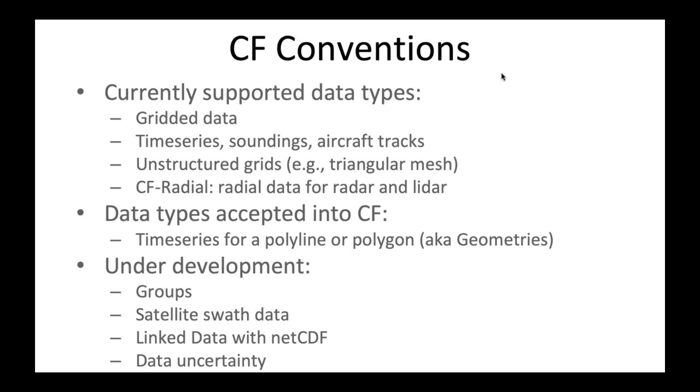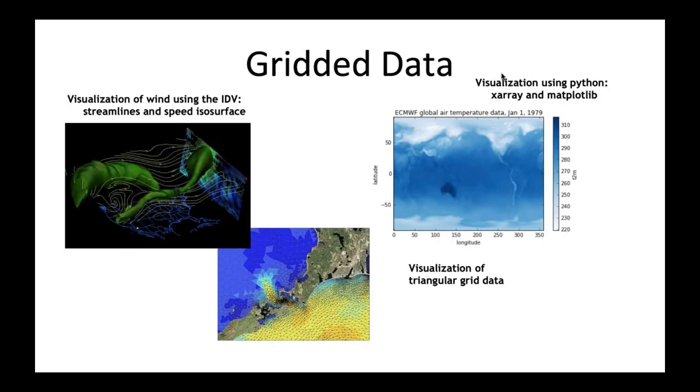Time series, polygons and polylines. I'll have some diagrams of some of this stuff later, just to zip through so you can see what it looks like. Satellite swath data, linked data, and data uncertainty. Those are some things under development. So gridded data, and here's the unstructured grid, or U-grid, the triangular grid type stuff as well.